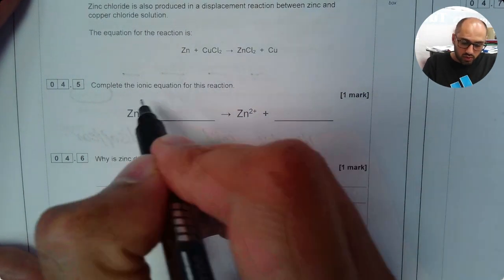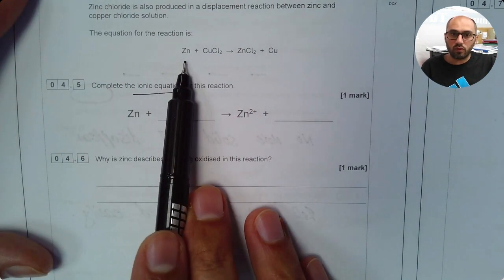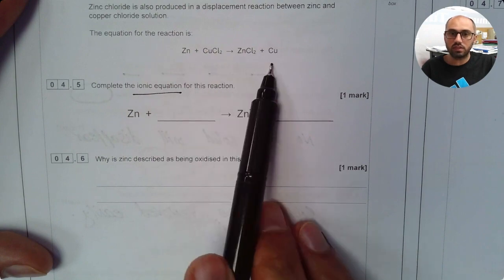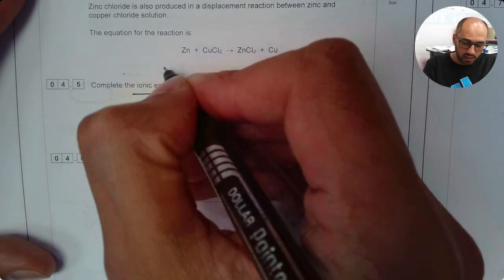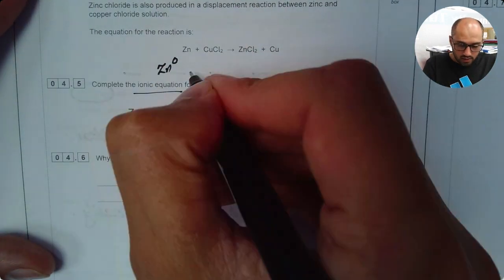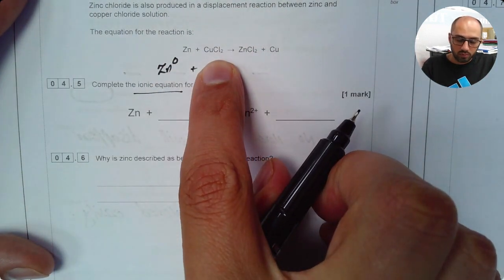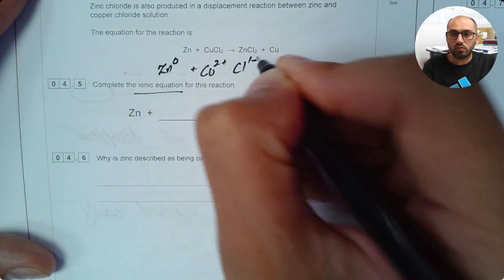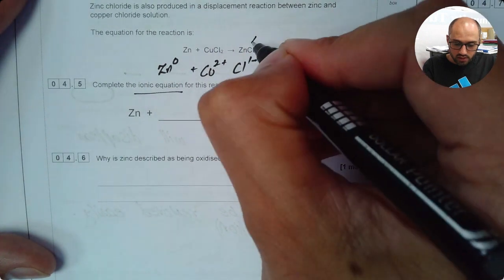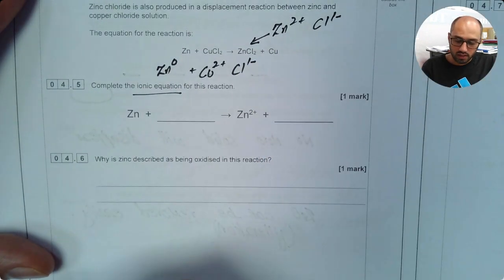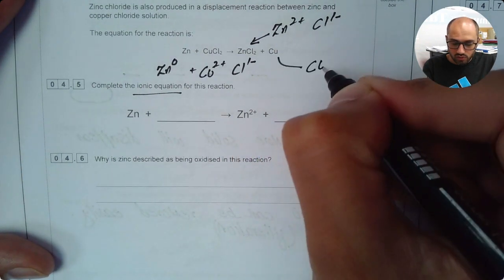It asks you to write down the ionic equation for this reaction. Before I write the ionic equation, I will write down the charges of all of these elements involved in this equation. So I can say zinc has a charge of 0 because it is in the unreacted state. Copper chloride is in the form of a compound. Copper will have a charge of 2 plus and chlorine has a charge of 1 minus. Now on this side, zinc has a charge of 2 plus, chlorine has a charge of 1 minus, and copper has a charge of 0.